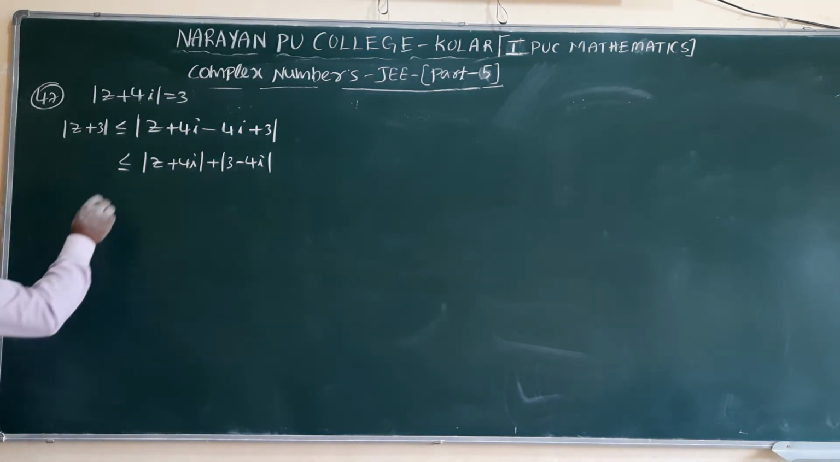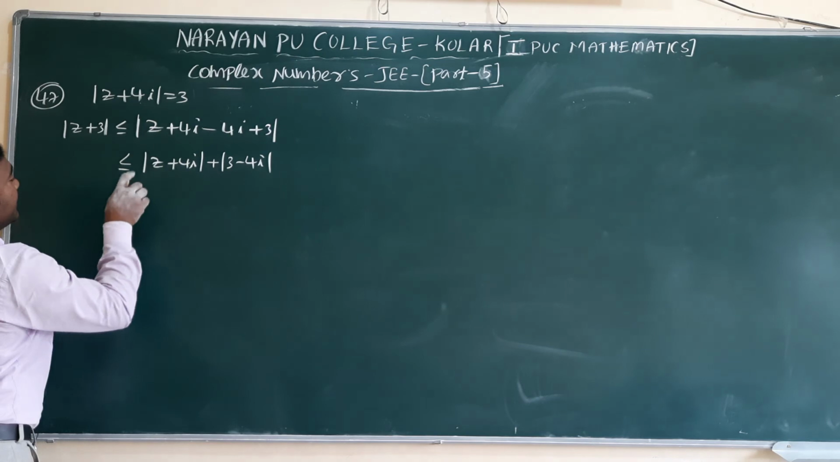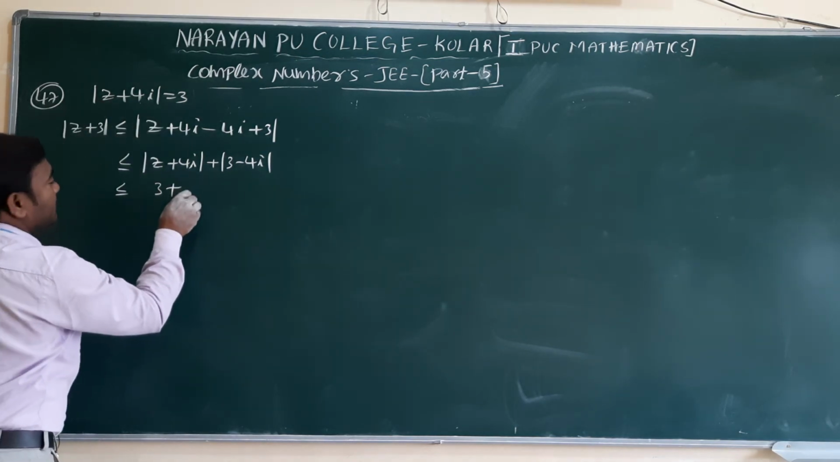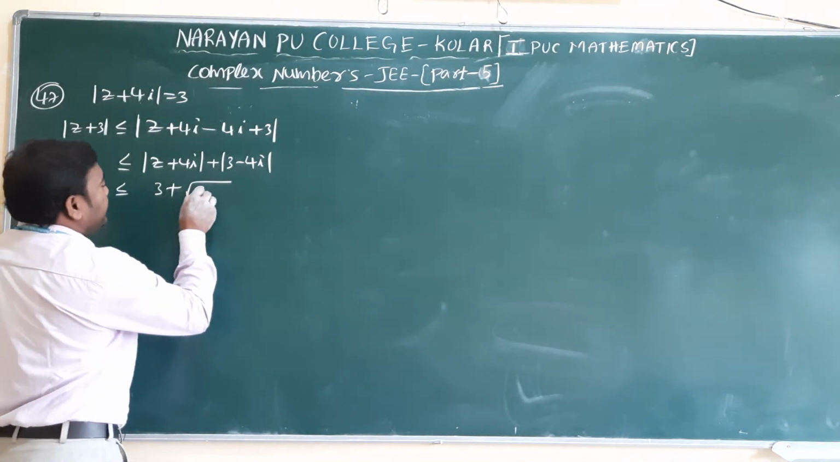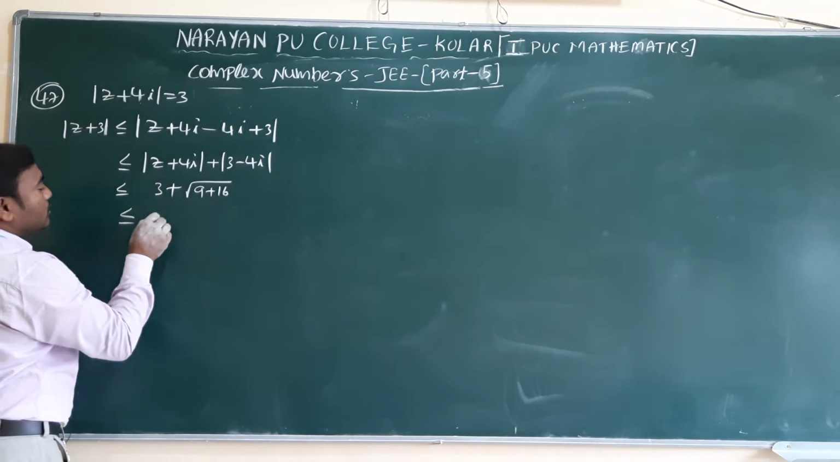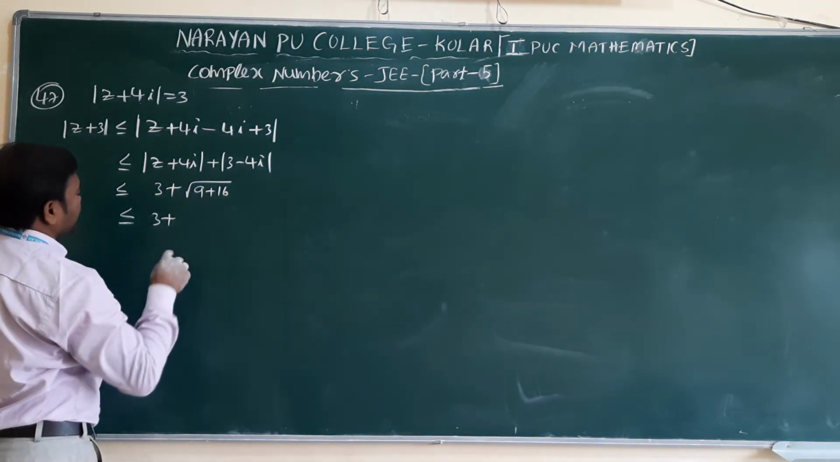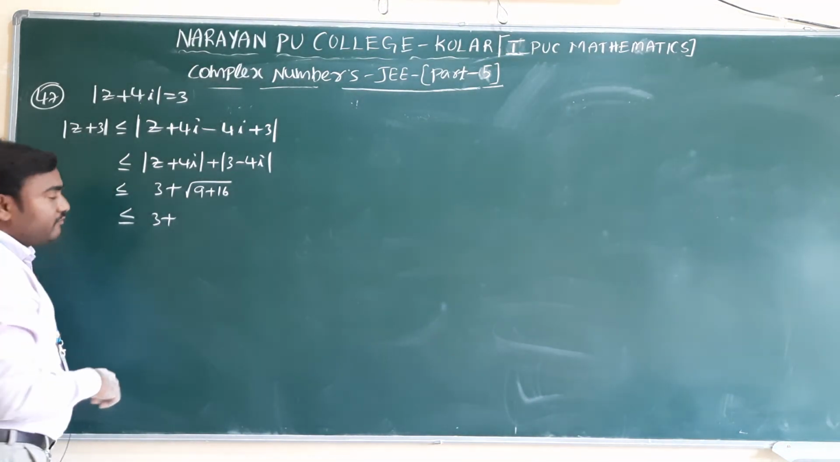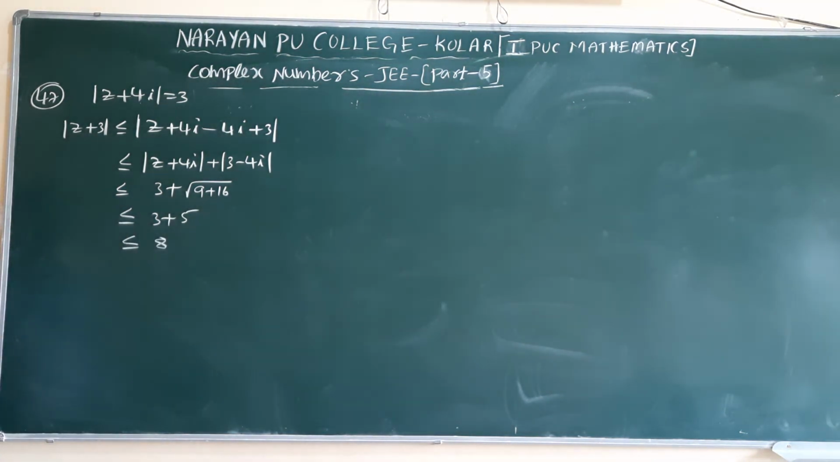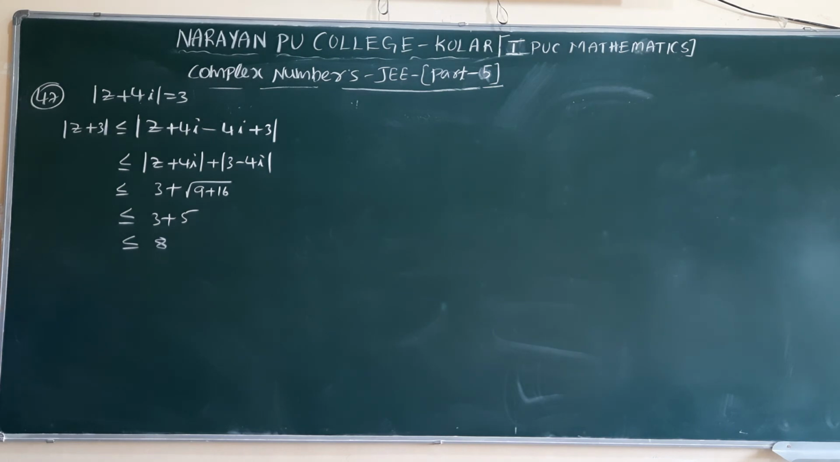Now here less than or equal to, already they have given modulus of z plus 4i the value 3, plus square root of 9 plus 16. So less than or equal to 3 plus square root of 9 plus 16, square root of 25. The square root of 25 value 5. So less than or equal to 8. So this is the greatest value, and another condition is for the least value.